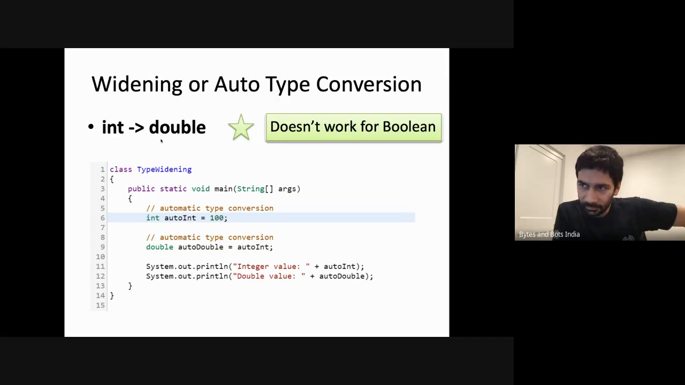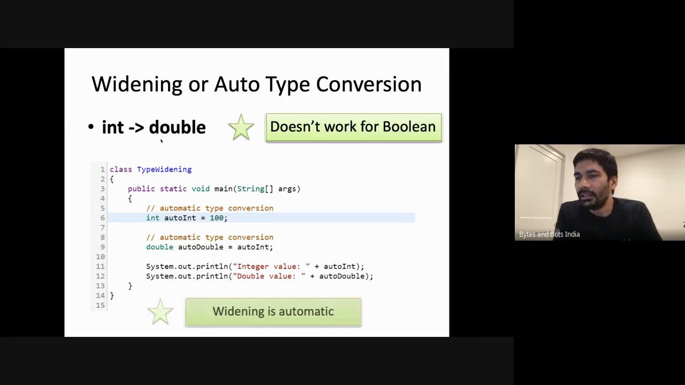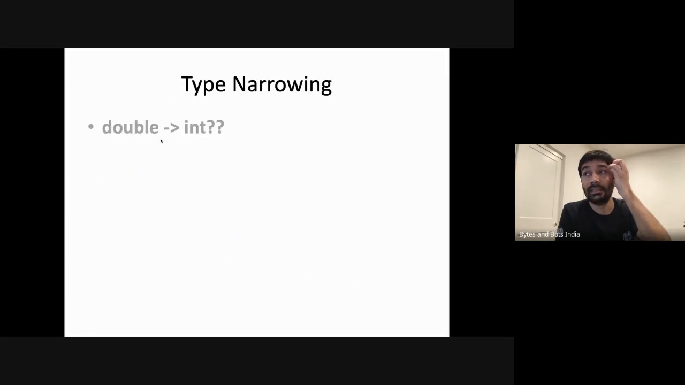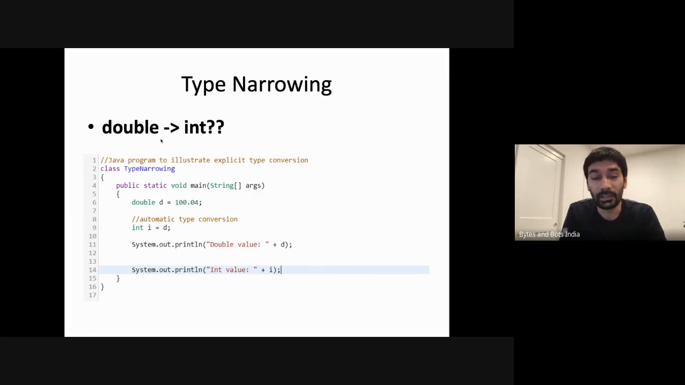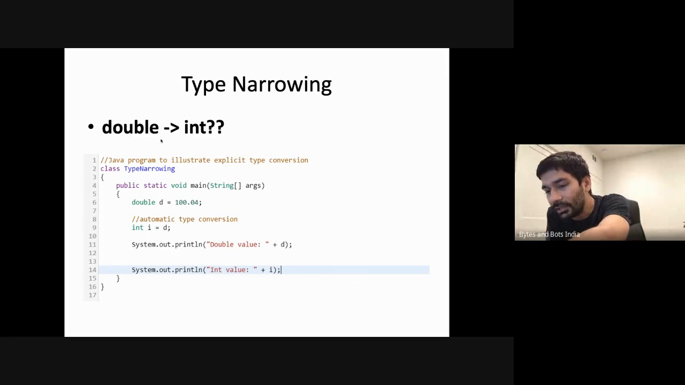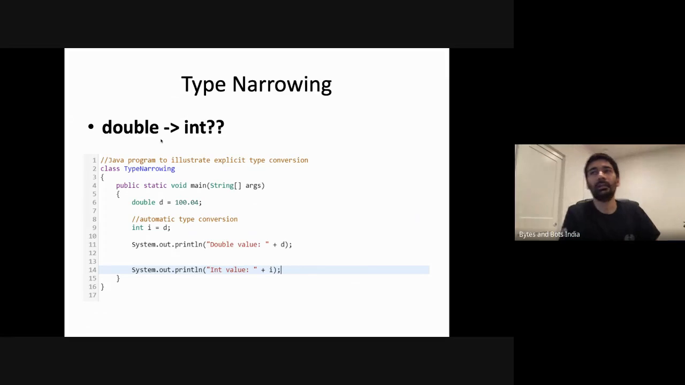So it means that the integer was automatically converted to a double by Java. This is called widening. One data type got converted to a bigger type automatically without any of us doing anything. So what we learned today is widening is automatic in Java. Moving on to the next. Opposite to widening is narrowing. In widening, integer became a double. So the question is, how about narrowing? Can double become an integer?